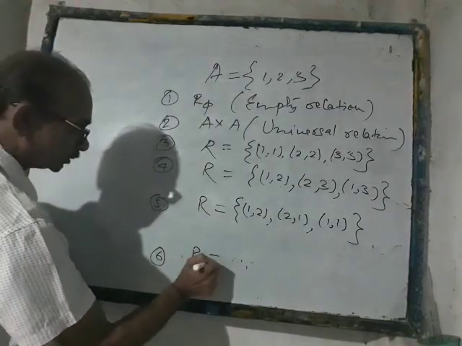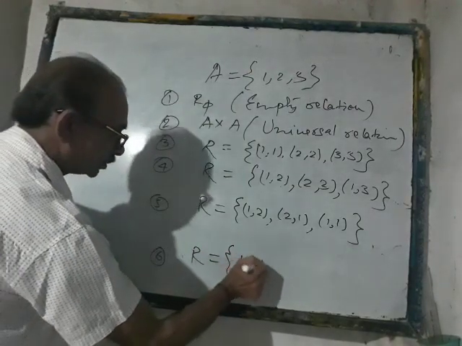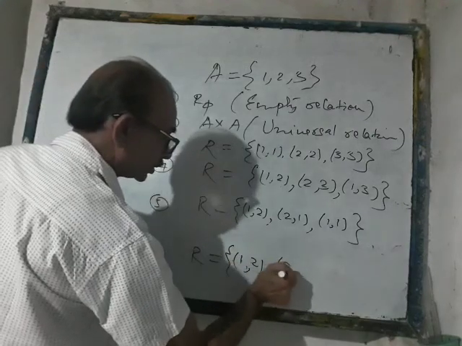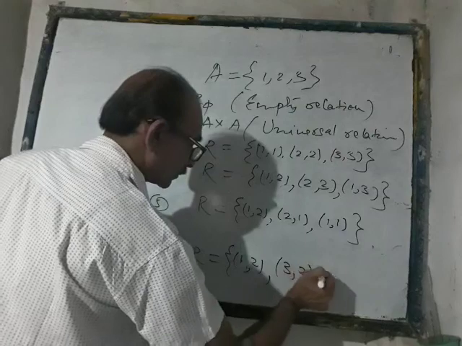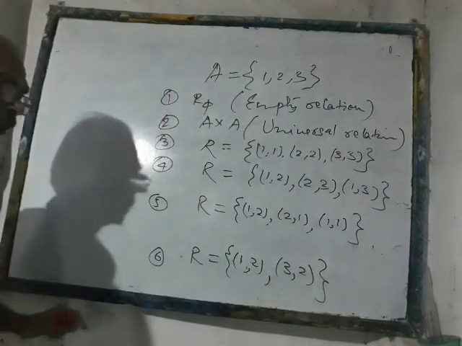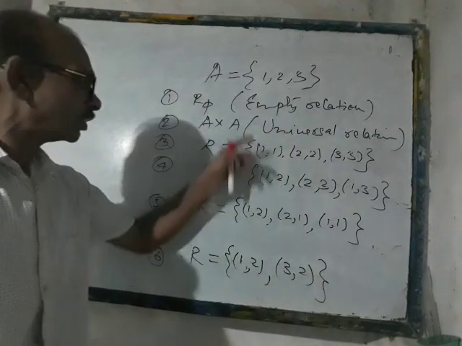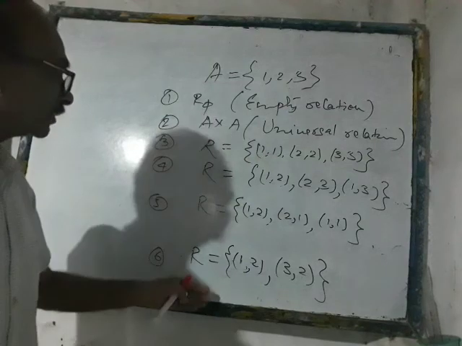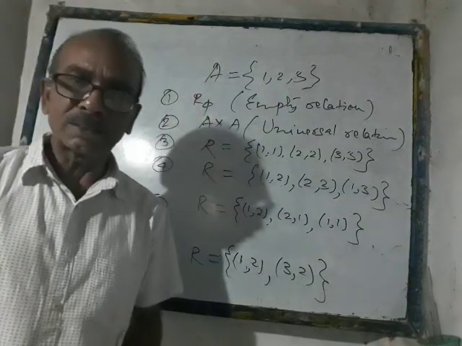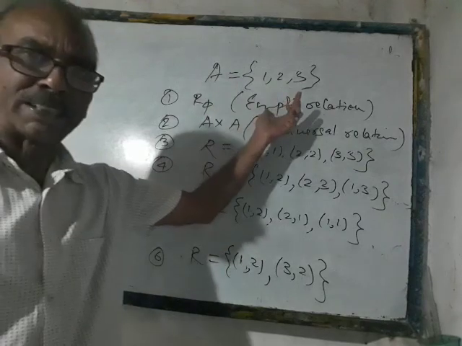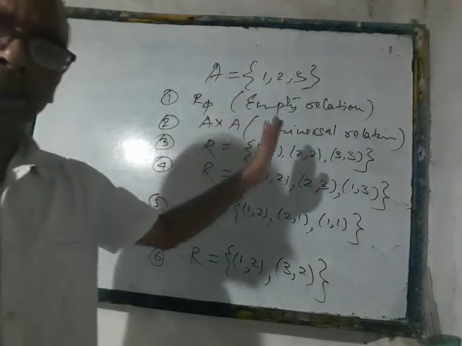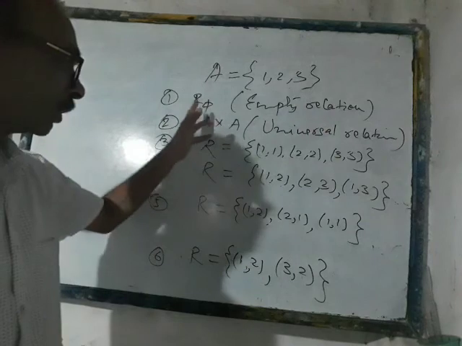R is equal to {(1,2), (3,1)}. Right? So for making you understand about the transitive relation, I have just given 6 examples, more examples over the set A. So one by one, just go on having a discussion about all of them.